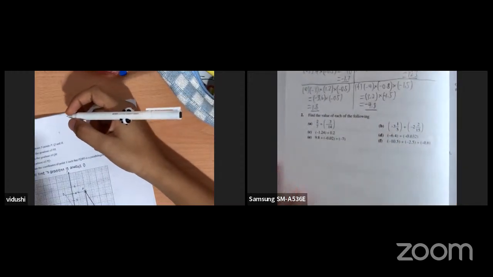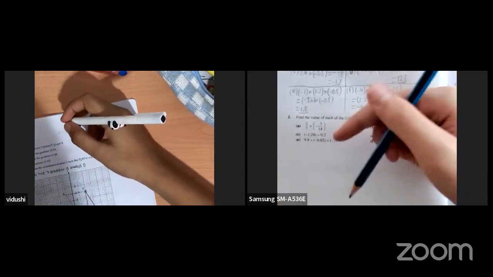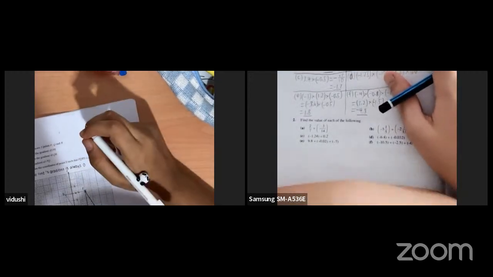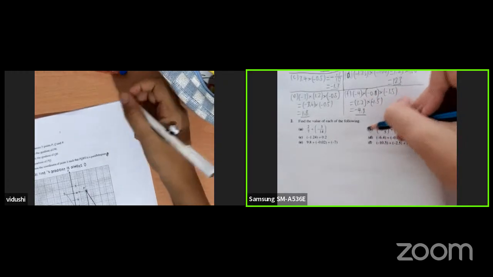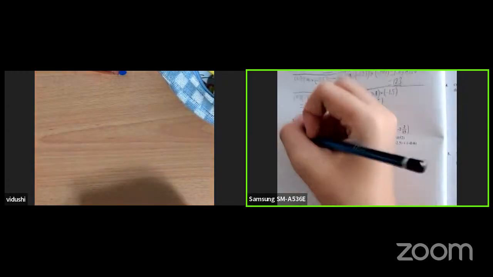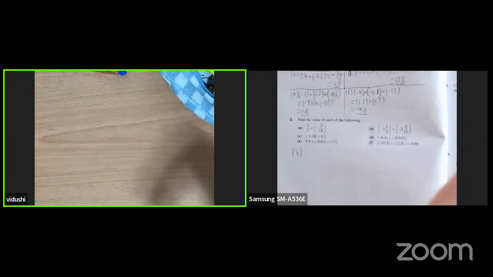Okay, now for this question 2, Tristan, don't do everything. I know you can, but just for good practice, just do B, D, F. Then check. How am I supposed to find the coordinates? I already drew it.